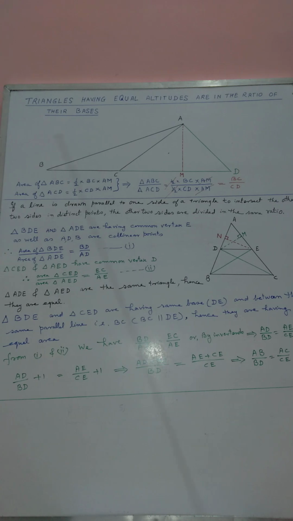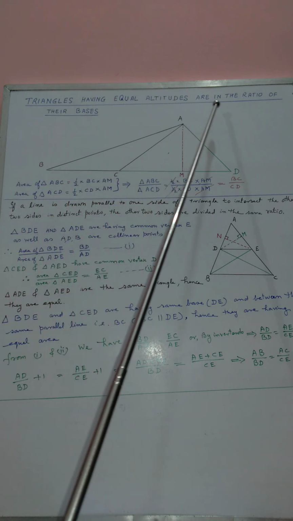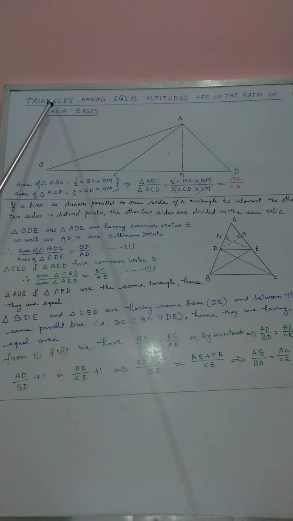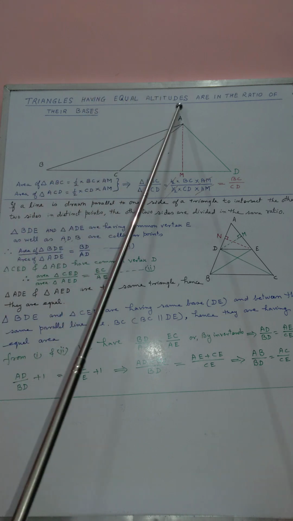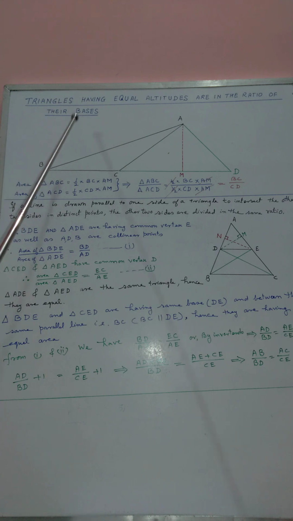Let us start CBSE class 10th mathematics chapter 6. You see the similar triangles. The triangles having equal altitudes are in the ratio of their bases. I read again. Triangles having equal altitudes are in the ratio of their bases.